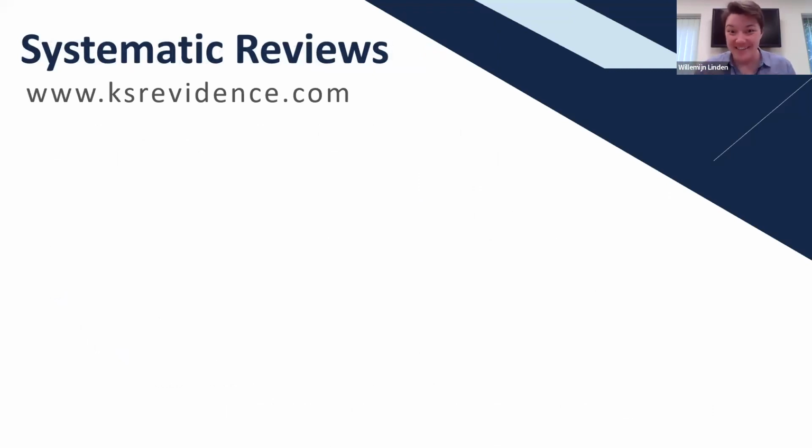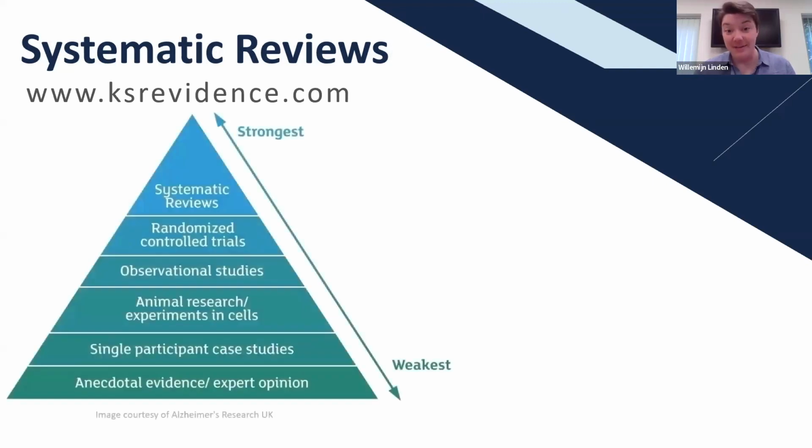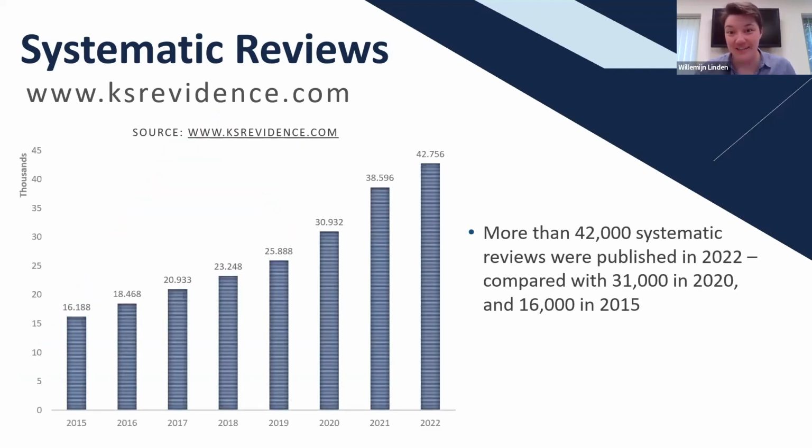So why systematic reviews, and how does KSR Evidence come into play? Well, systematic reviews are regarded as the gold standard of research literature. They sit at the very top of the evidence pyramid, and if you are undertaking research, you are likely to start by searching for systematic reviews. However, it is safe to say that systematic reviews have recently become somewhat a victim of their own success. In 2021, roughly 39,000 systematic reviews were published, and in 2022, this reached an all-time high of over 42,000.